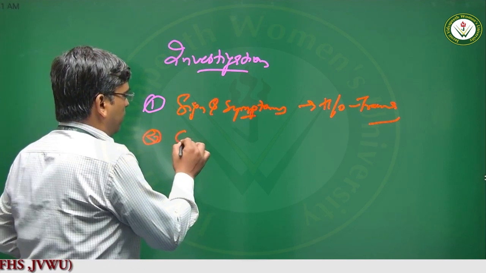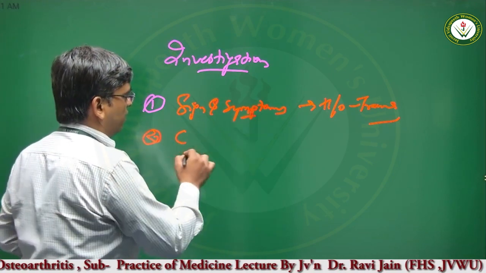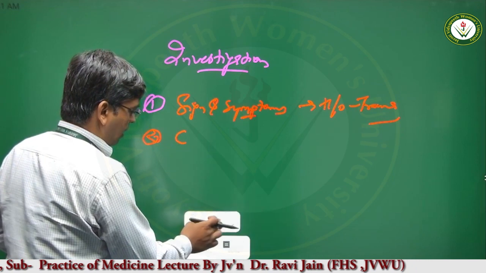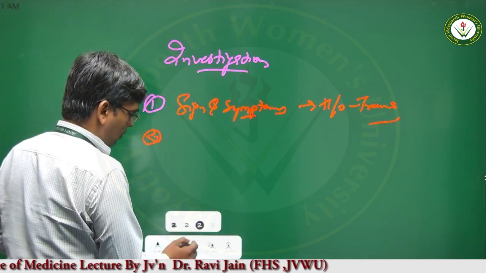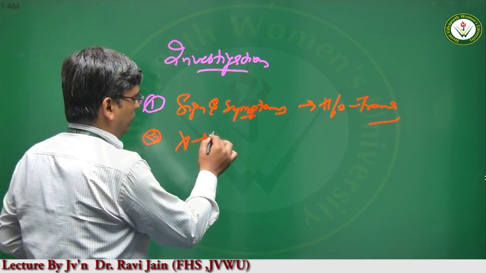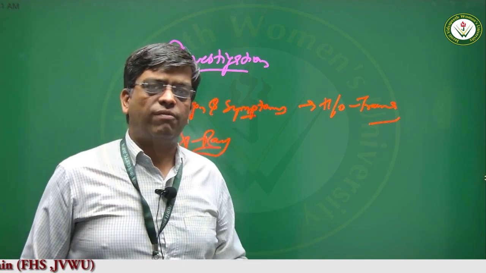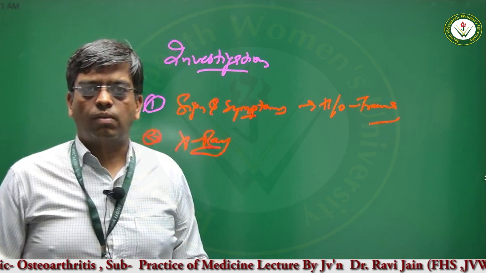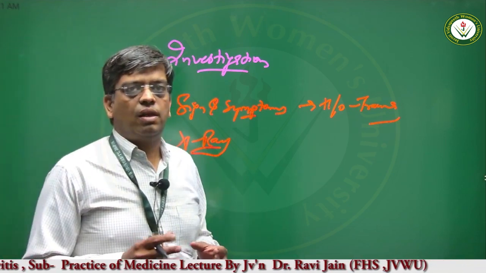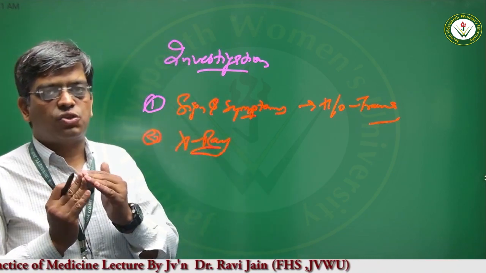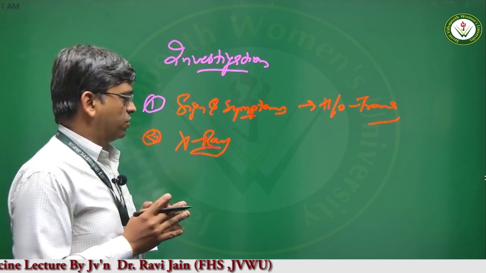Second, after the clinical features we have just seen, it comes to the X-ray findings. X-ray of the affected joint is performed. Usually AP view and the stress X-ray are performed to check for the changes. There will be reduction of the space between the joints in osteoarthritis.